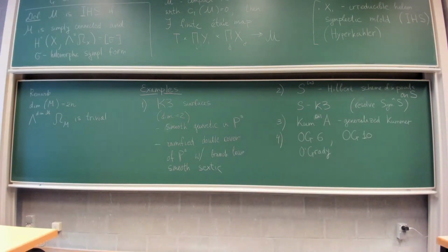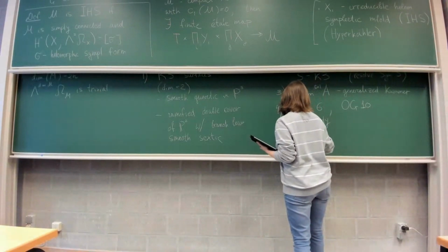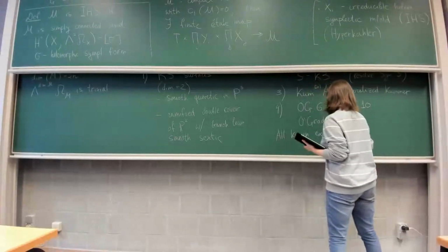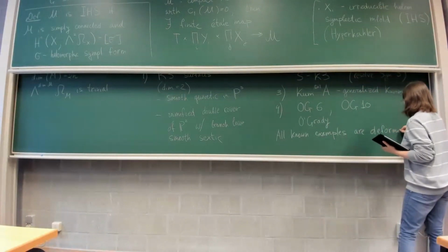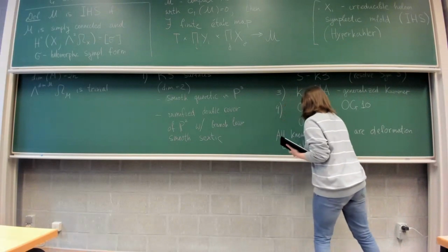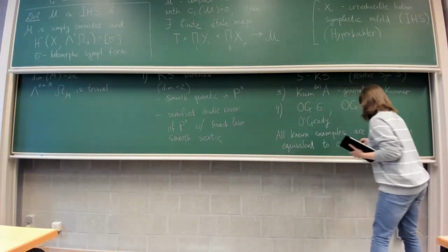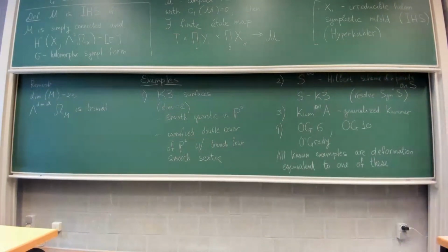And everything else that is known so far, all known examples, are deformation equivalent to these varieties. Deformation equivalent just means that you can put things in a small family, where the central fiber is the thing that you start with, and then the complex structure deforms, and things happen.